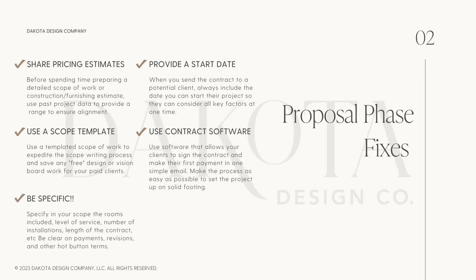Use a scope template. So you probably do a lot of the same project types, right? So maybe you're a kitchen and bath designer, you always do kitchens and baths. Make a copy of a scope that you've done that's really nicely written out and detailed, and save that as your template. So then you get a new project and you copy paste that scope into this new client scope. So just save yourself a ton of time.